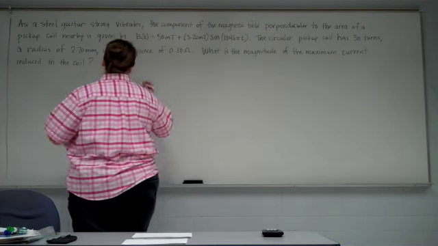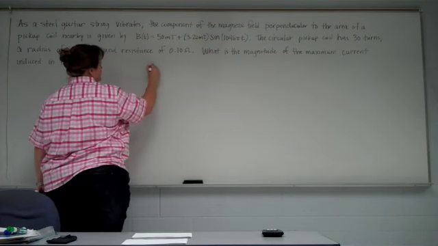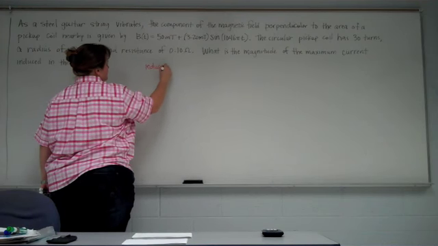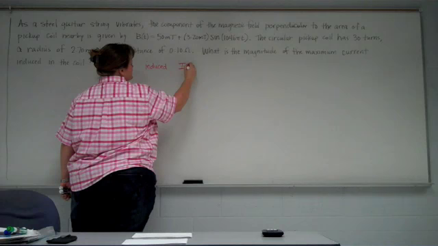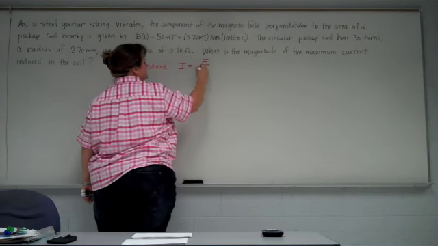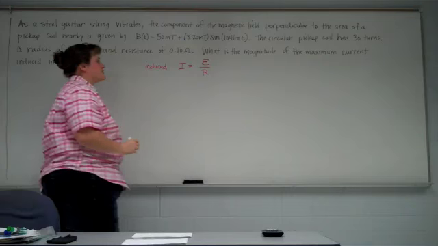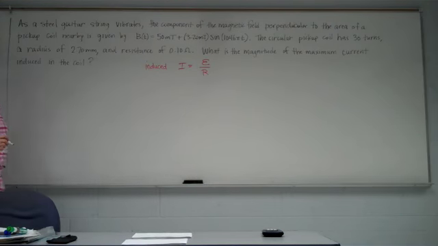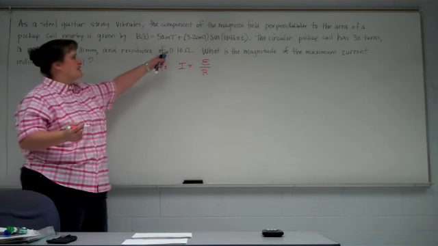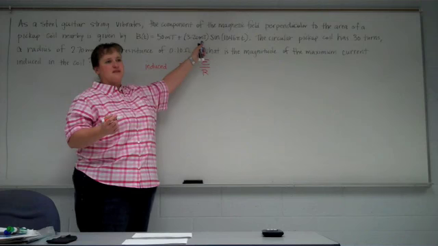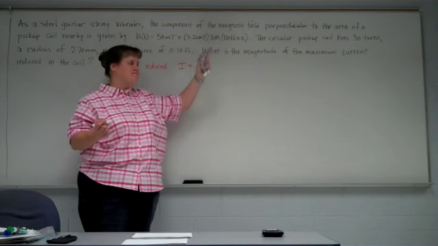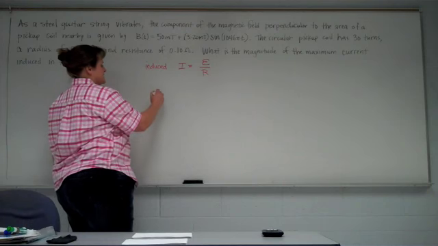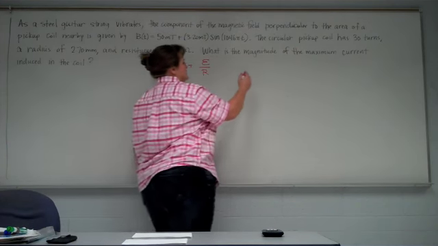So the current induced is due to the induced voltage over the resistance. There's a voltage that's induced in the coil, and that's because of this changing magnetic field. The magnetic field is changing with time. So this takes us to Faraday's law.